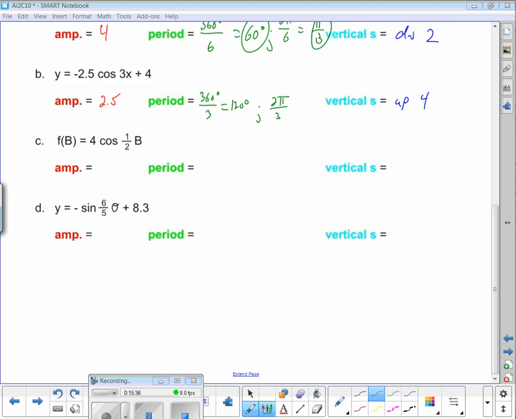All right, Raina, what do you got for period? 4. Did I say period? Amplitude, and you gave amplitude, yeah, because I was thinking that too. All right, Andrew, what do you have for a period?